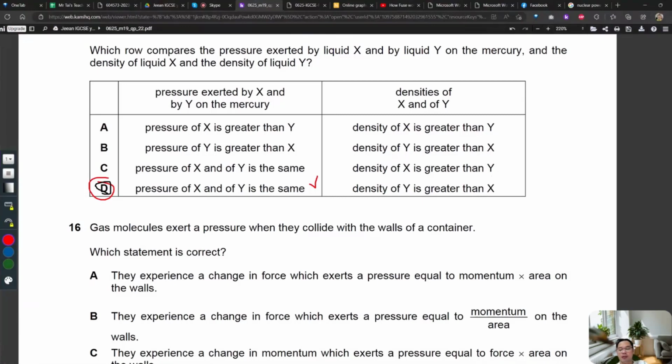16. A gas molecule exerts a pressure when colliding with the wall of a container. Which statement is correct?